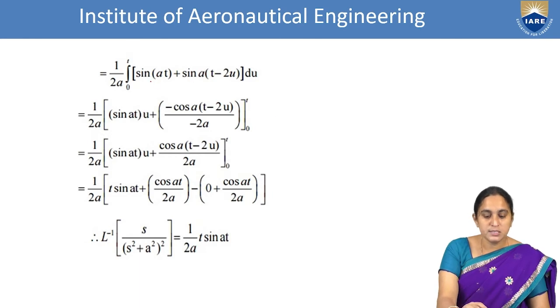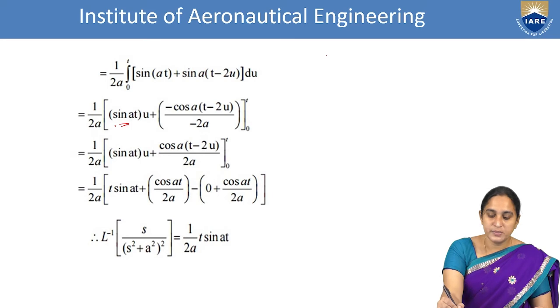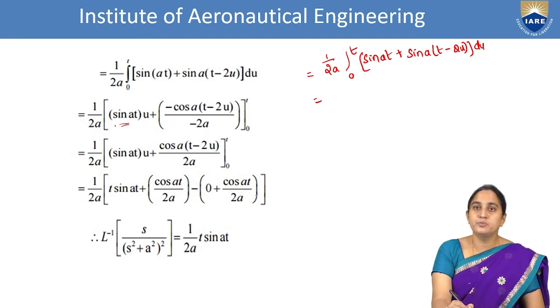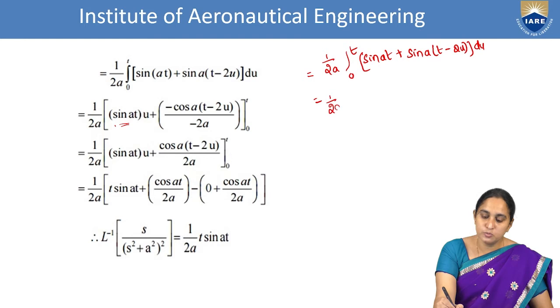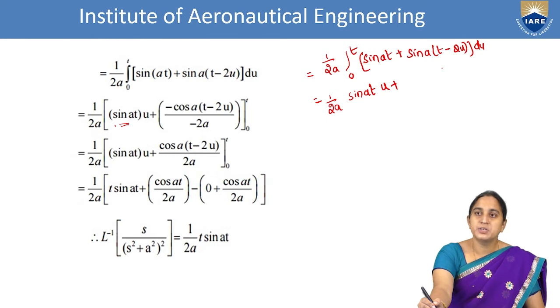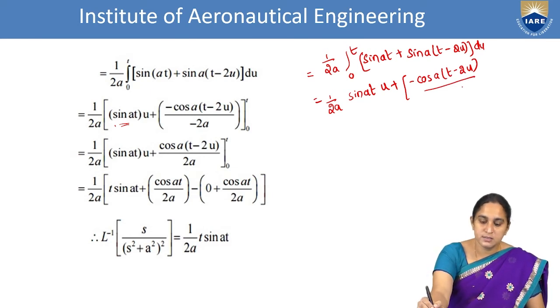Now I'll integrate with respect to u. With respect to u, sin at is a constant, so that is 1 by 2a into sin at, and the integration of 1 is u, plus the integration of sin a(t minus 2u). The integration of sin a(t minus 2u) is minus cos a(t minus 2u) by the coefficient of u here, that is minus 2a.